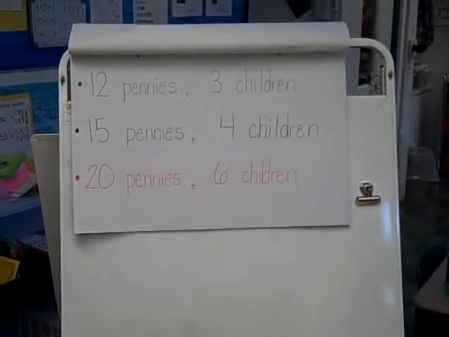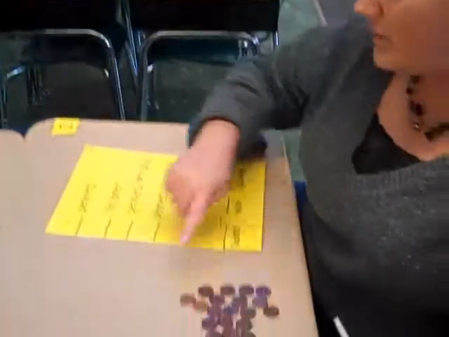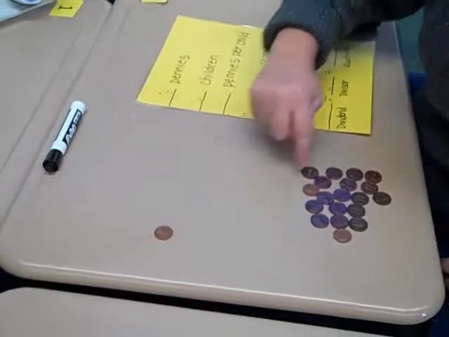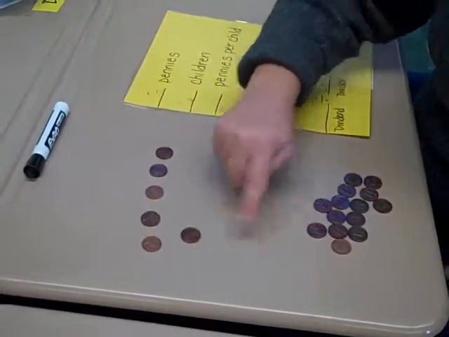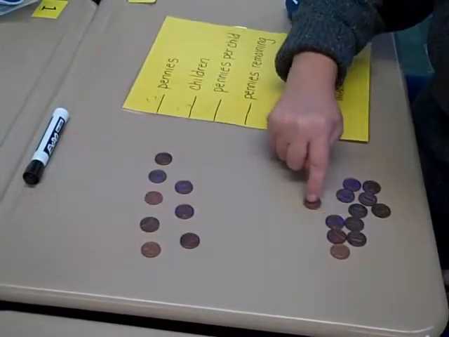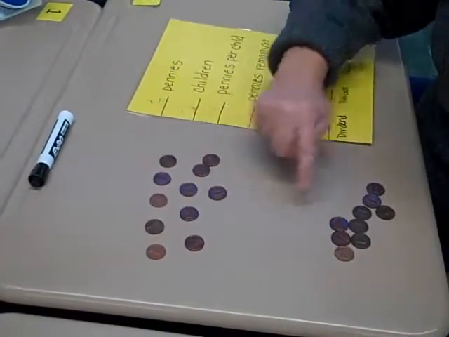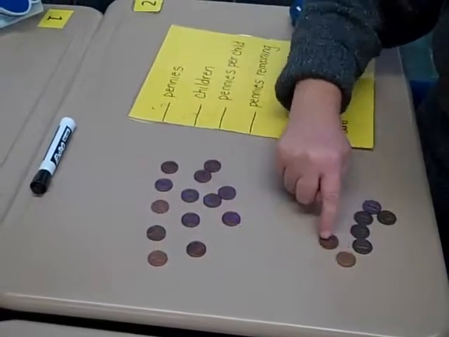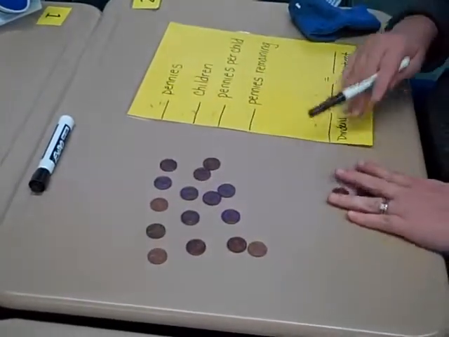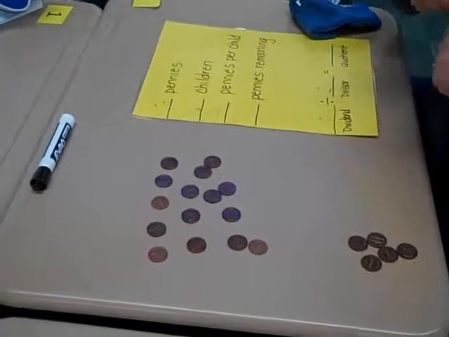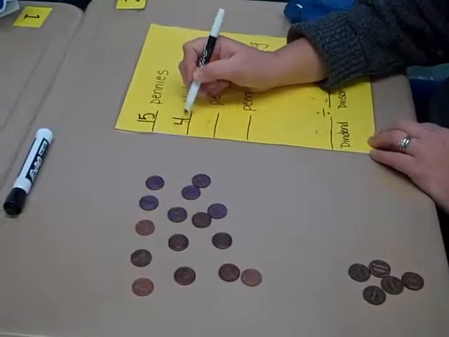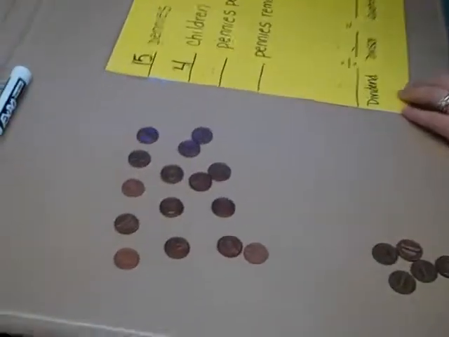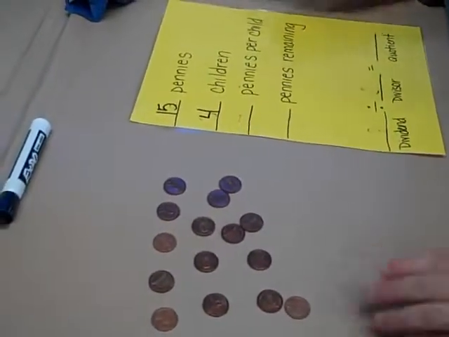What if we had 15 pennies and 4 children? So what we would do, we would count out our 15 pennies. 1, 2, 3, 4, 5, 6, 7, 8, 9, 10, 11, 12, 13, 14, 15. So put my other pennies away. Okay, we have our 15 pennies. We have our 4 children. So we're looking for how many pennies per child and if there are any pennies remaining.